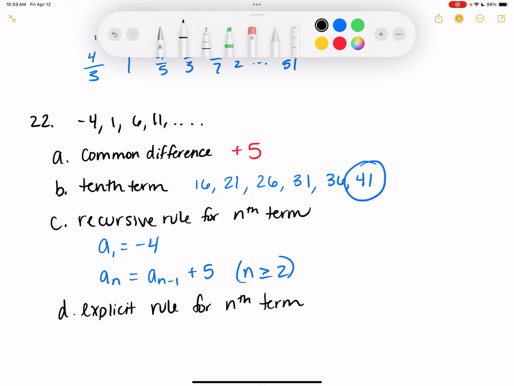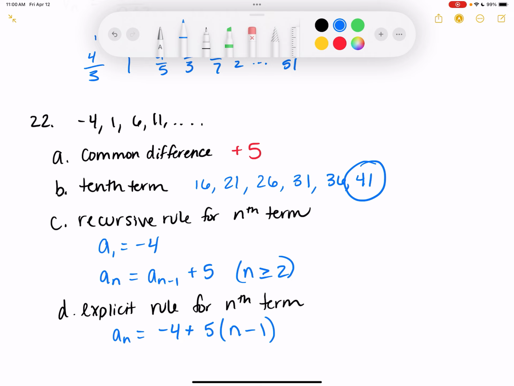So these are the ones that are like a sub n is equal to whatever the first term is. So it'd be like a sub n is equal to -4 plus whatever we're adding, so 5 in this case, times n minus 1.